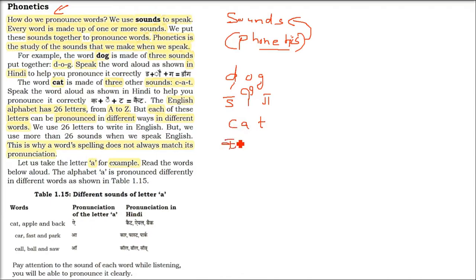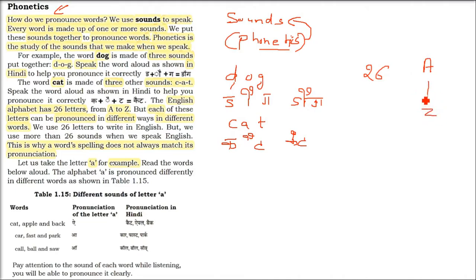CAT is cat. So K, cat. Dog. So D, O and G, I'm making different sounds. When we combine, it becomes dog.